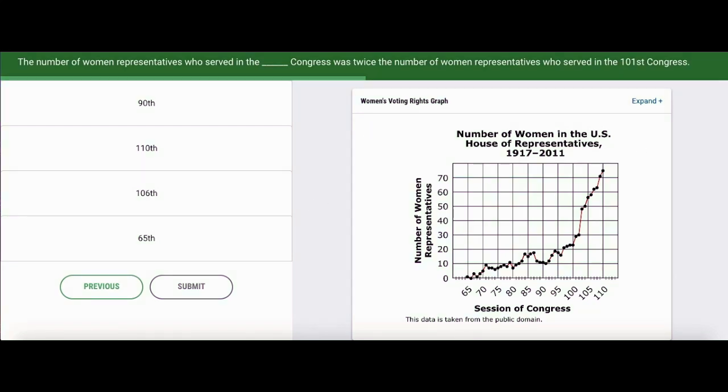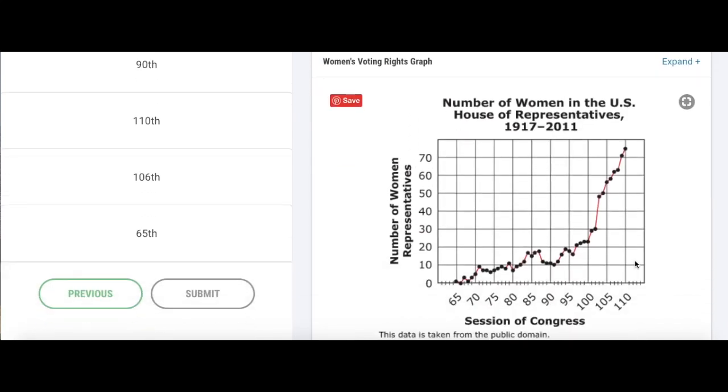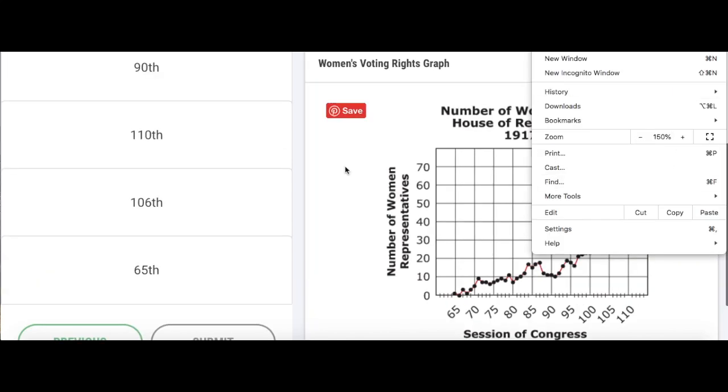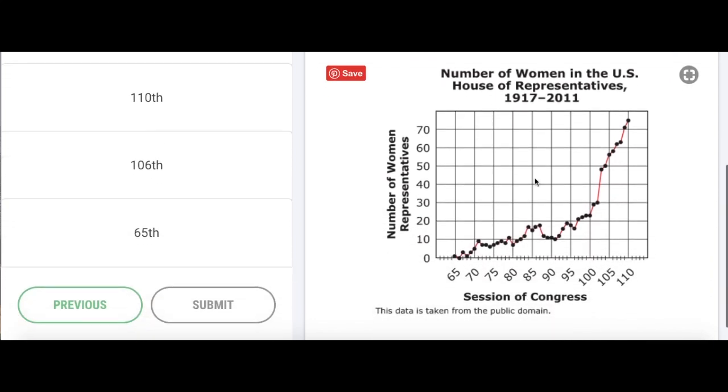Okay, let's go over this. So we want to first check the number of women representatives who served in the 101st Congress, and then we're going to look for twice that number, and then we're going to see which session of Congress that was. So I'm zooming in here so we can see this, and so we want to first look at the 101st Congress. So right here we see sessions of Congress, and this 100 tells us that right here is the 100th session. So we want to go to 101, which would be this line here. And if we just trace straight up, we see that that's pretty close to 30. So that looks like it's 29, but let's just consider it 30.